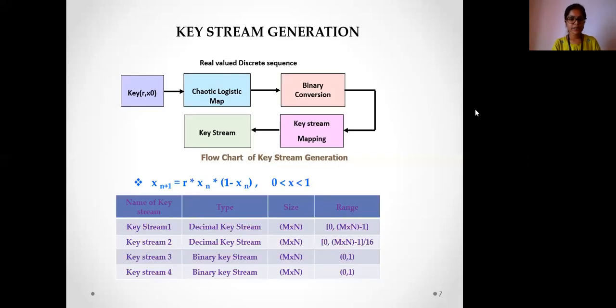Now coming to the key stream generation, here initially the key values, that is the initial value and the bifurcation value, are given to the chaotic logistic map to generate a real-valued discrete sequence. And then it is converted to binary, that is if the x value is greater than 0.5, value 1 is assigned, and if the x value is less than 0.5, value 0 is assigned. After the binary conversion, key stream mapping is done to generate the key streams. Here key streams 1 and 2 are decimal key streams, and key streams 3 and 4 are binary key streams. So in our project, we are generating 4 different key streams.